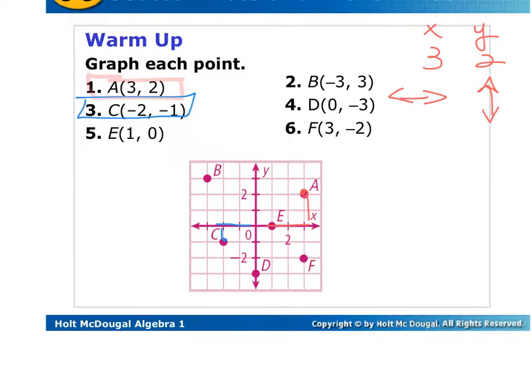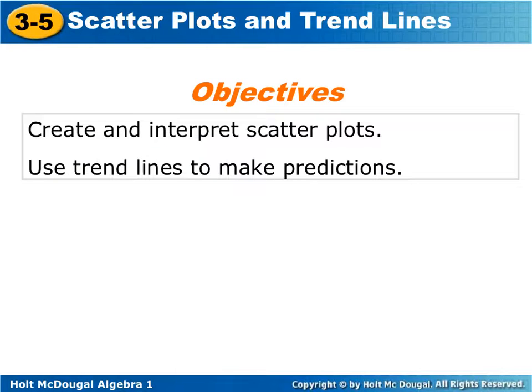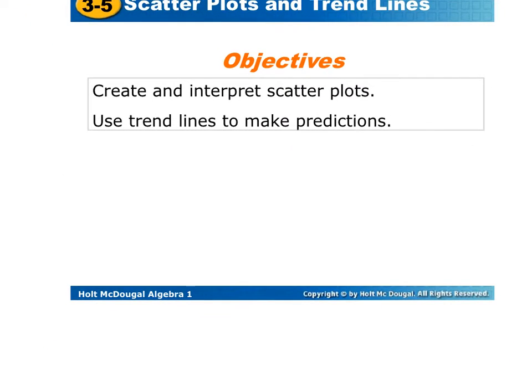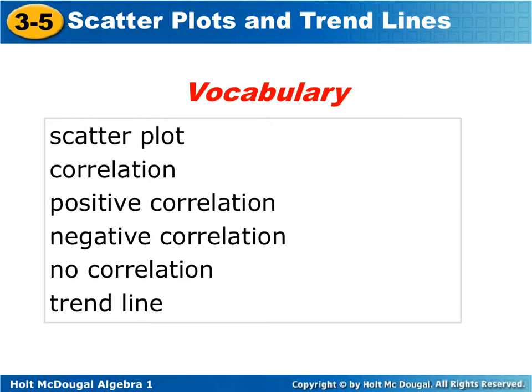Okay, on the test you will not have to create your own scatter plot. It will be provided. However, I do recommend when you are given the sentences to sort of do a sketch of a scatter plot so you can see the trend. All right, so in this lesson, in the homework, you will be creating a scatter plot, and then you'll be able to interpret it. And we're also going to use trend lines to make predictions.